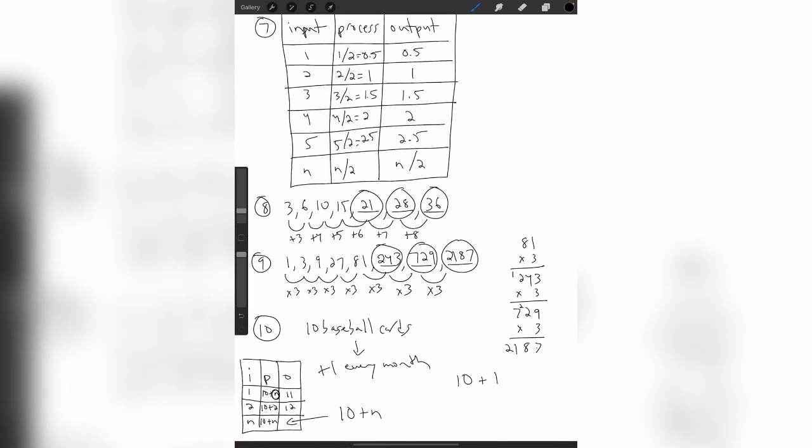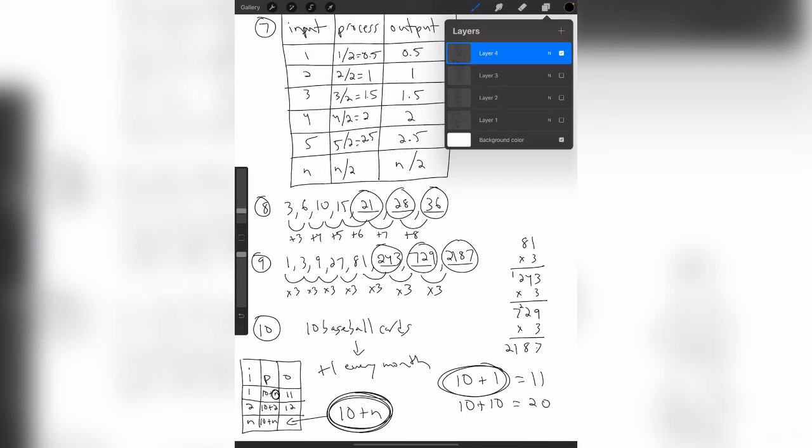So if I'm looking at an expression that would express it properly, at the end of month 1, he'd have 11. At the end of month 10, he would have 20 cards. So the expression will always be 10 plus n. That would be my model. 10 plus n is all you would need to represent the number of cards. All right. Moving on.